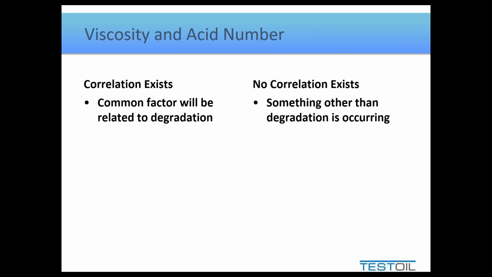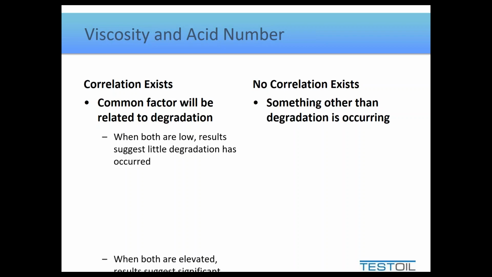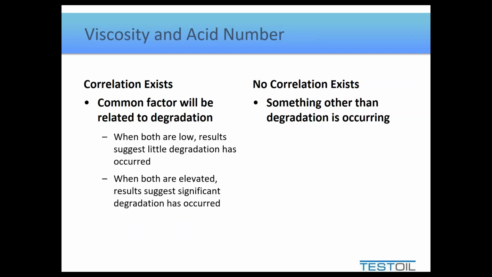If the correlation doesn't exist, though, that's when we can key into something else is happening. So again, looking at our kind of teeter-totter here, if both are low, probably not much degradation is occurring at the moment. Now, if both are high, then this would suggest significant degradation is occurring because as the acids form in the oil, it will drive the viscosity up slowly.